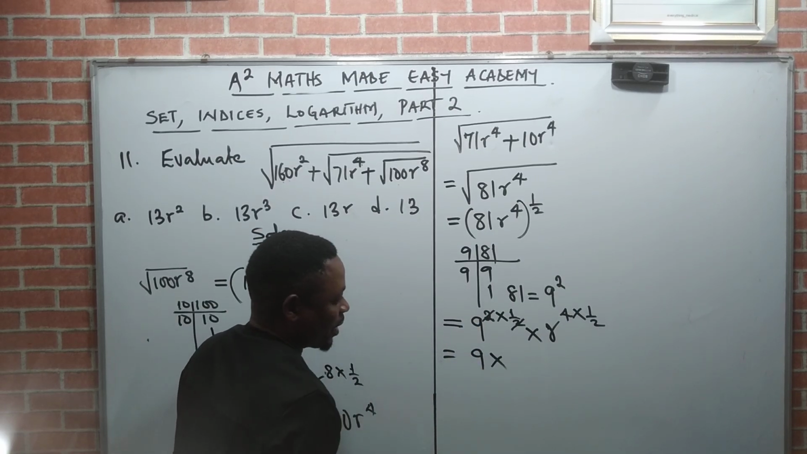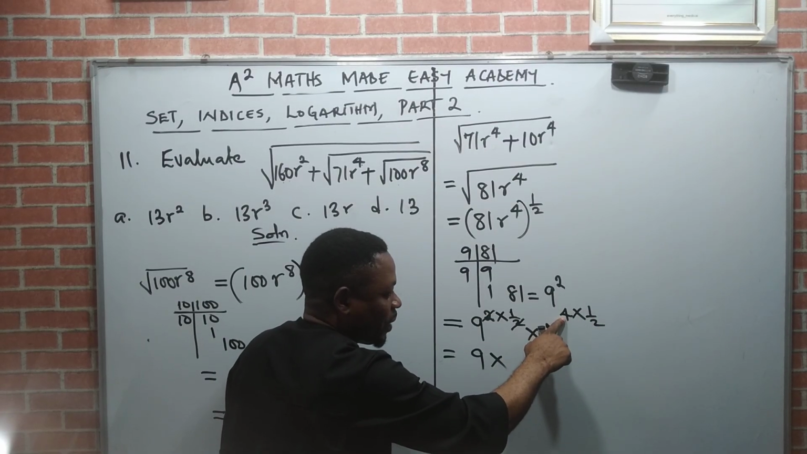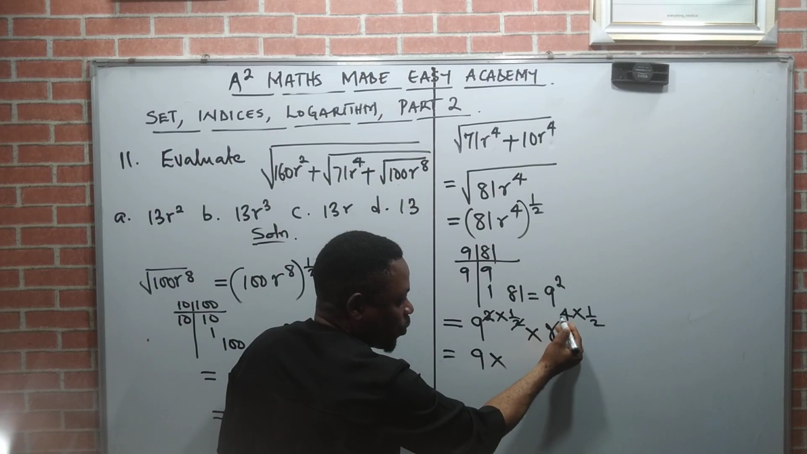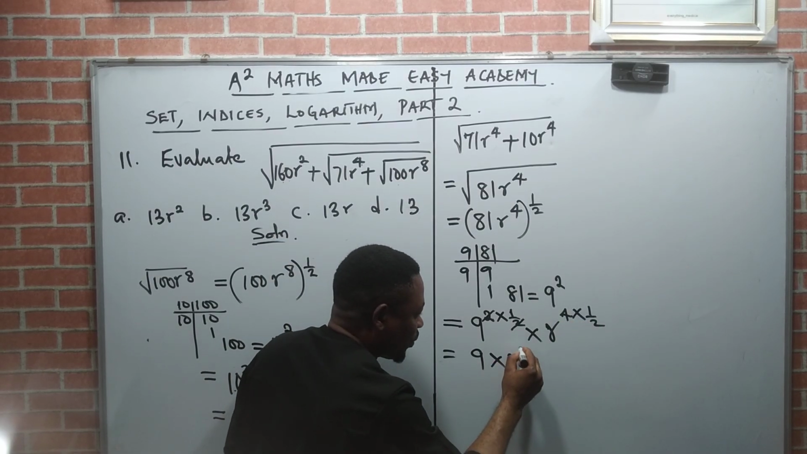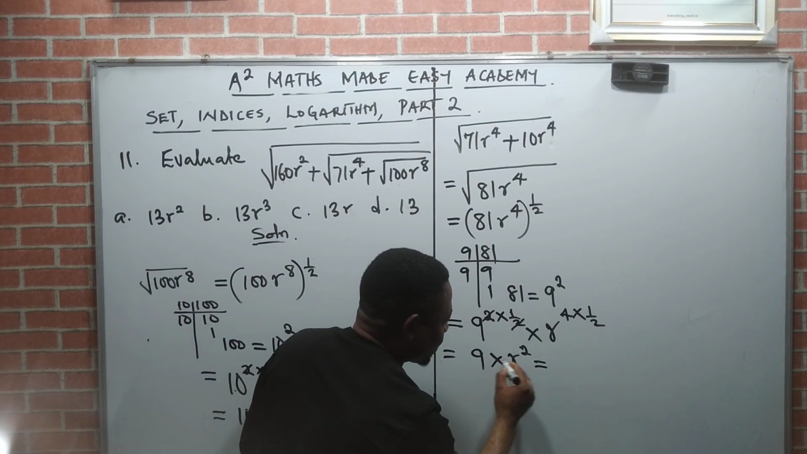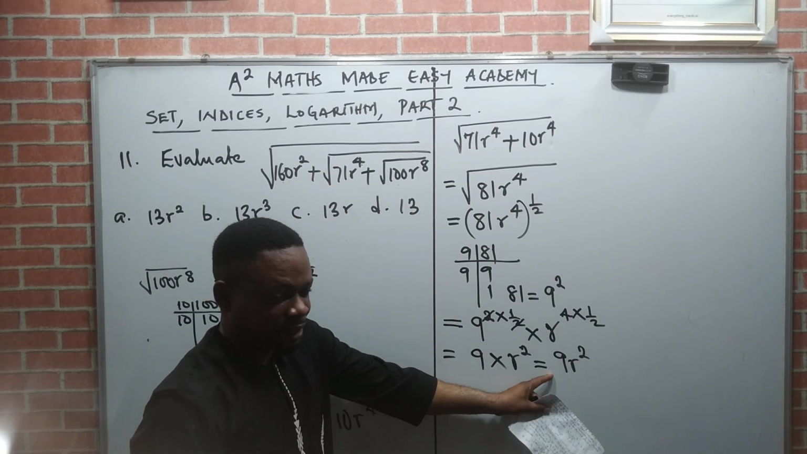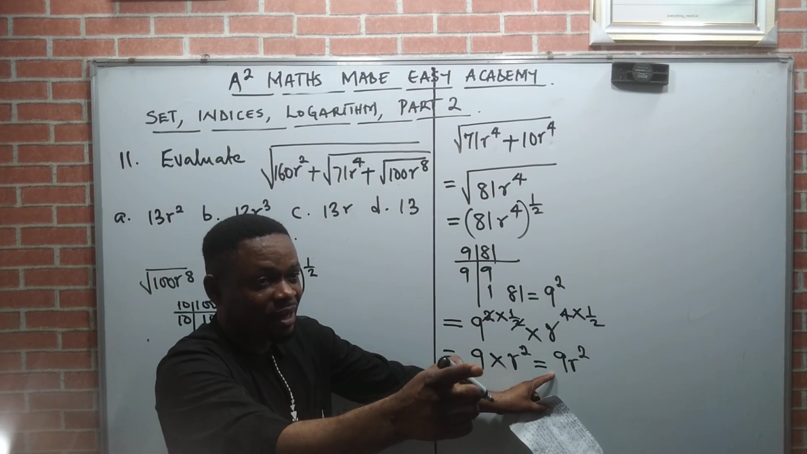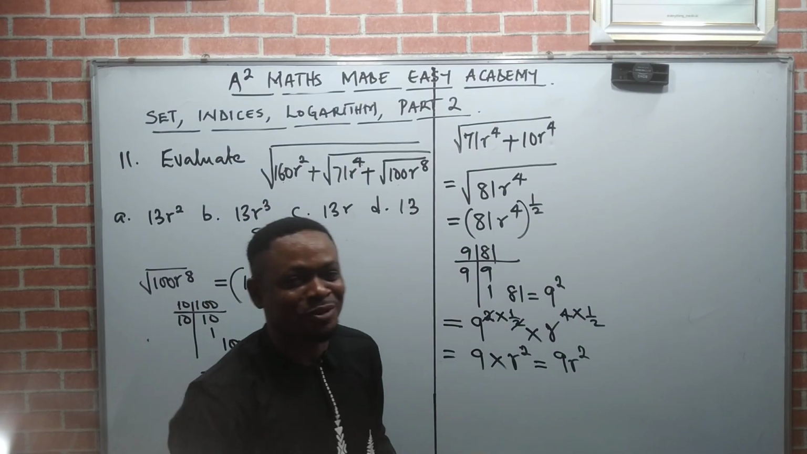Then I will multiply. Now, do you agree with me that 2 can go into 4 without a remainder? 2 here is 1 and 2 here is 2. Then 2 times 1 will give you 2. It becomes r raised to power 2. Can we multiply? If you multiply, it will now give you 9r raised to the power of 2. Now, this is not the final answer. Don't be in a hurry to conclude that the answer is 9r raised to the power of 2.